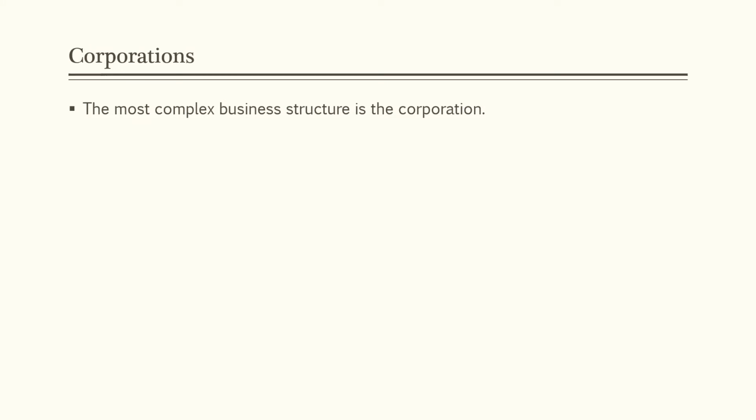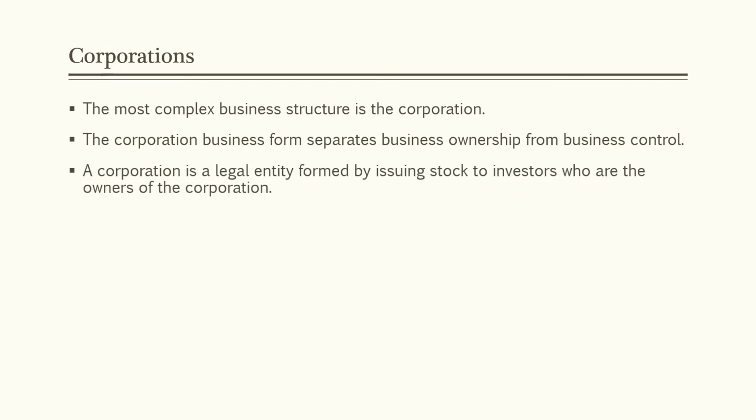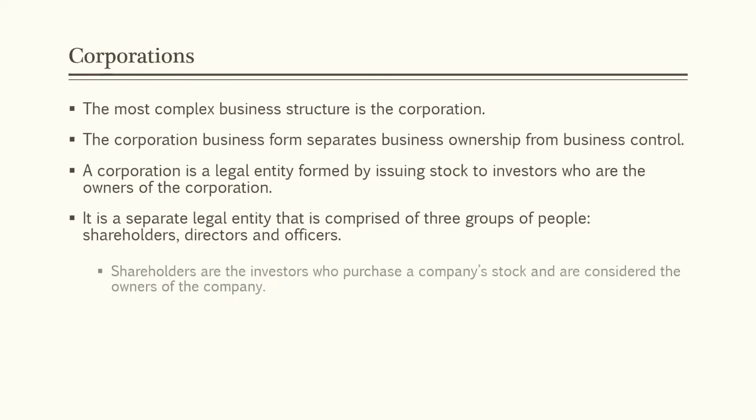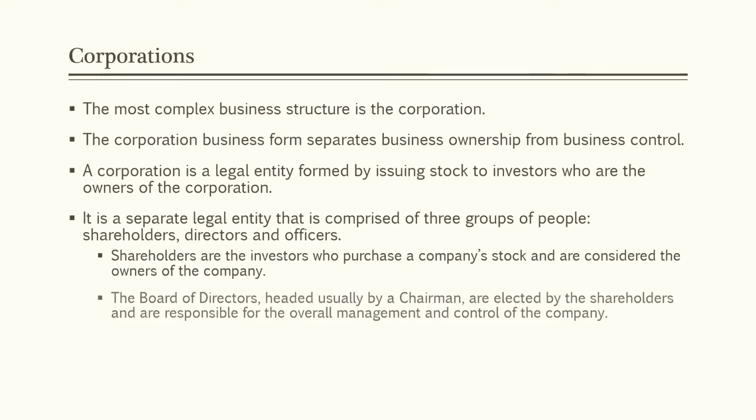The most complex business structure is the corporation. The corporation business form separates business ownership from business control. A corporation is a legal entity formed by issuing stock to investors who are the owners of the corporation. It is a separate legal entity that is comprised of three groups of people: shareholders, directors, and officers. Shareholders are the investors who purchase a company's stock and are considered the owners of the company.